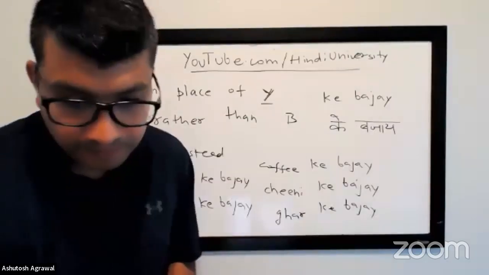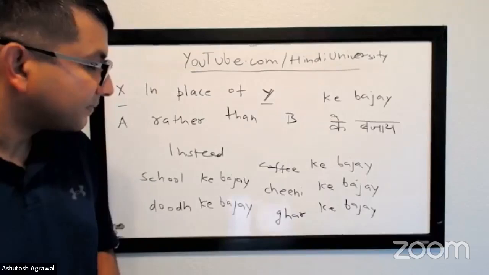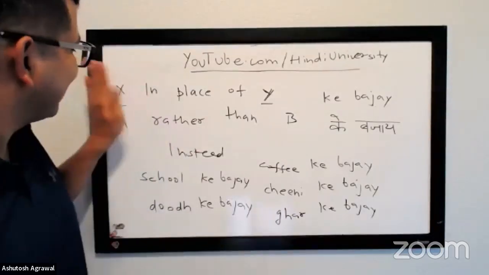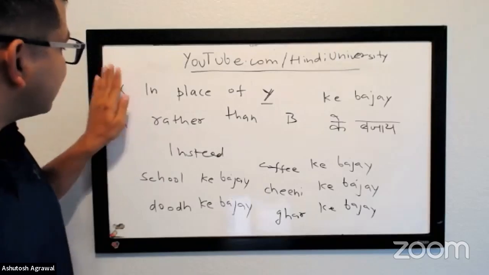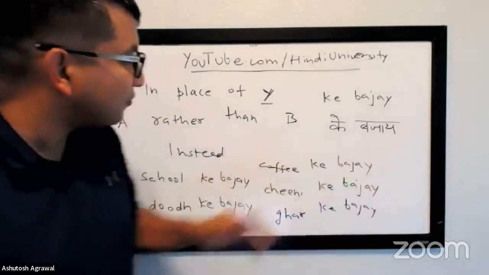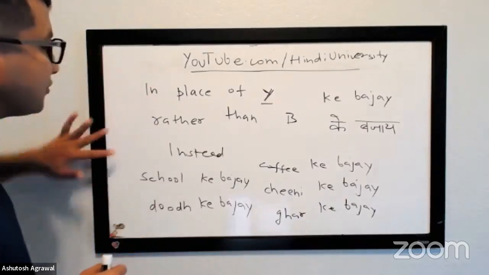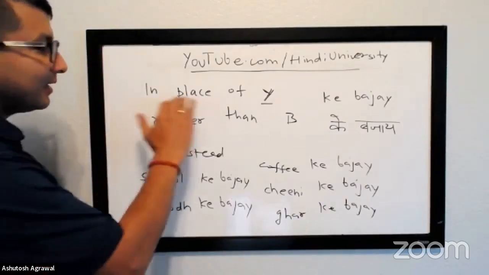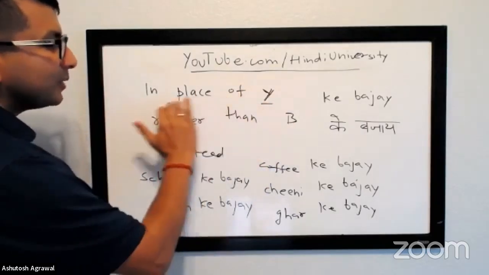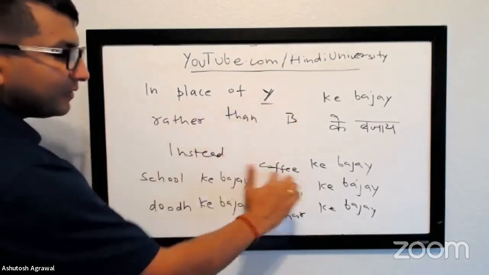Yeah, can I ask a dumb question? Yes. Is "coffee ke bajaye" instead of coffee, or coffee instead of X? Yeah, what do you think? Instead of coffee, then, right? Yeah, that's right. We have not done X yet. So in place of coffee. So now all of this is in place of; forget about X, we have not even mentioned it. Okay, that makes sense. Thank you. Just get comfortable in English. It's in place of Y rather than B, right? In place of coffee, coffee ke bajaye.